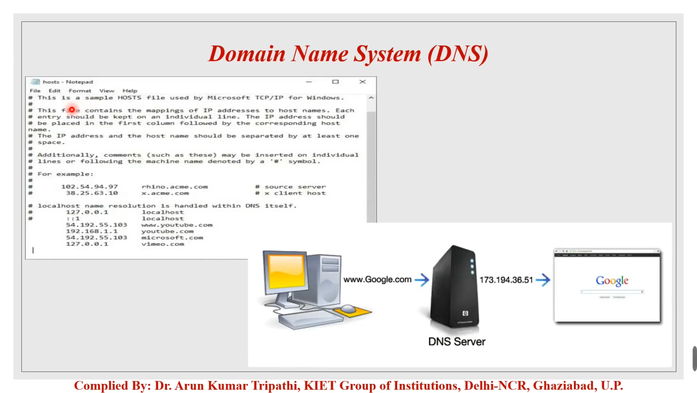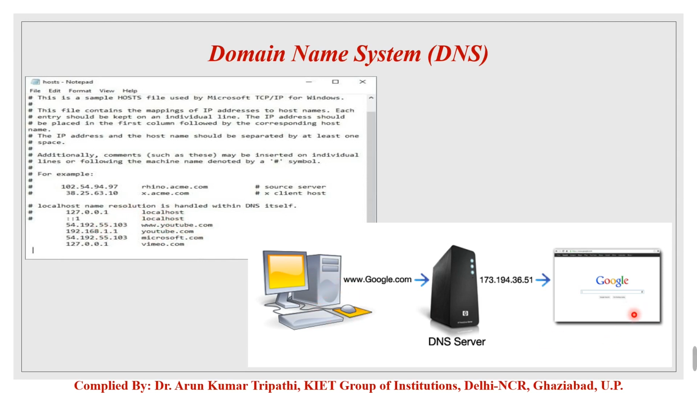So this is an example of the host.txt file. Here is the IP address, and the name corresponding to that IP address is given. Suppose Microsoft.com has this IP address. Okay, YouTube has an IP address like this one. So it converts the name address into the IP address.